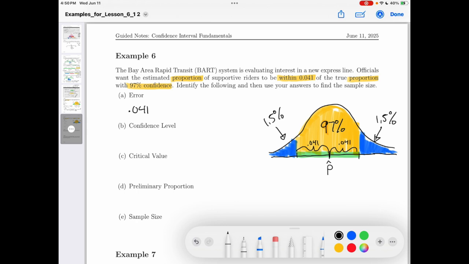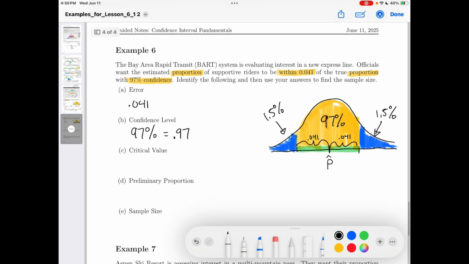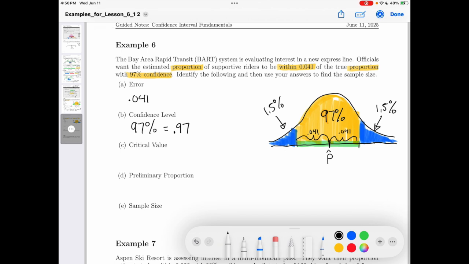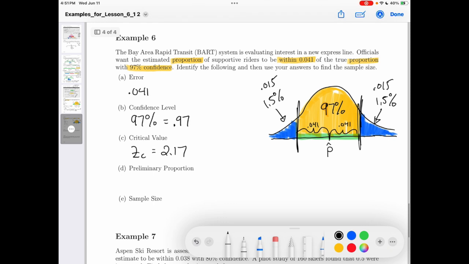So our error is going to be 0.041. Our confidence level is 97%. If you're asked to write that in on the homework, I believe you need to put it in as a decimal. So make sure you put it in as a decimal. Our critical value, we need to find that. So pause the video and see if you get the same thing I do. I am getting 2.17 for the critical value when we round it to 2 places.